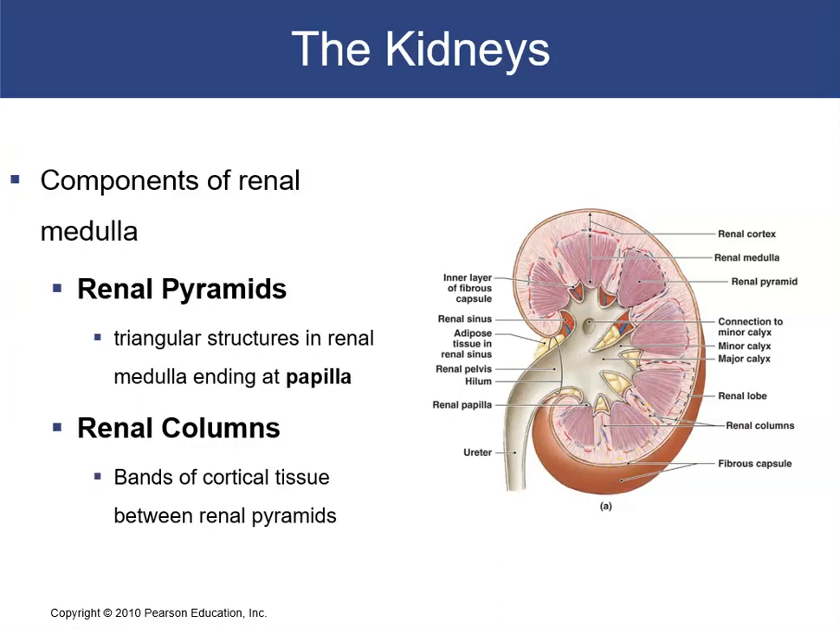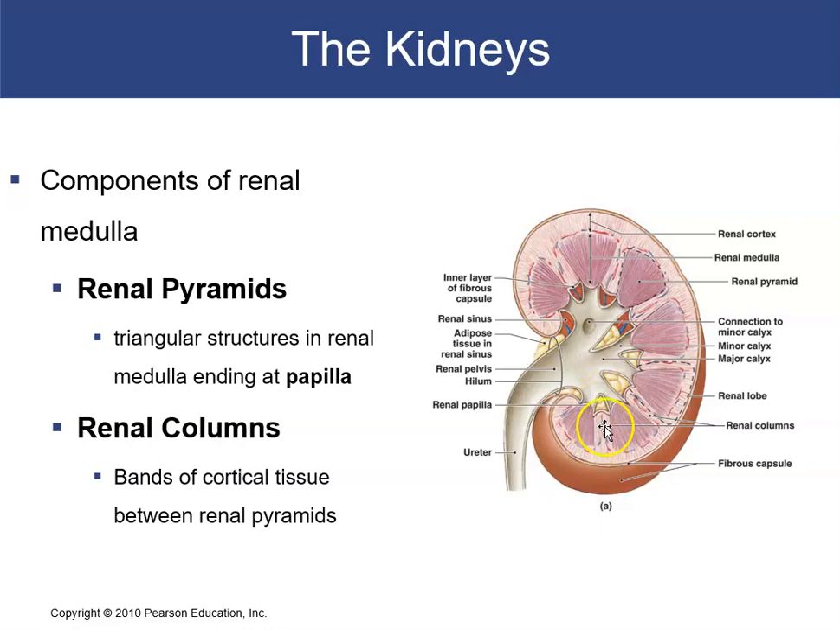Looking at the organization of the renal medulla in a little bit more detail, there are 2 main components of the medulla. The major component are the renal pyramids. These are triangular structures that are found in the medulla. And each of these triangles end in this point or this tip. This is known as the renal papilla. So you see one here at the end of each of these pyramids.